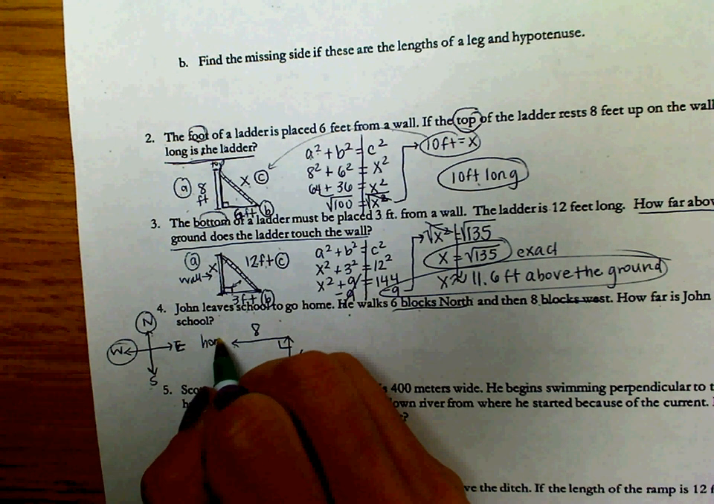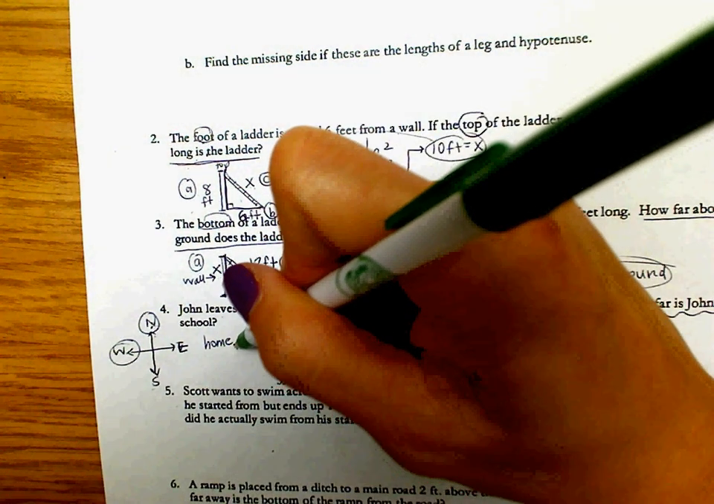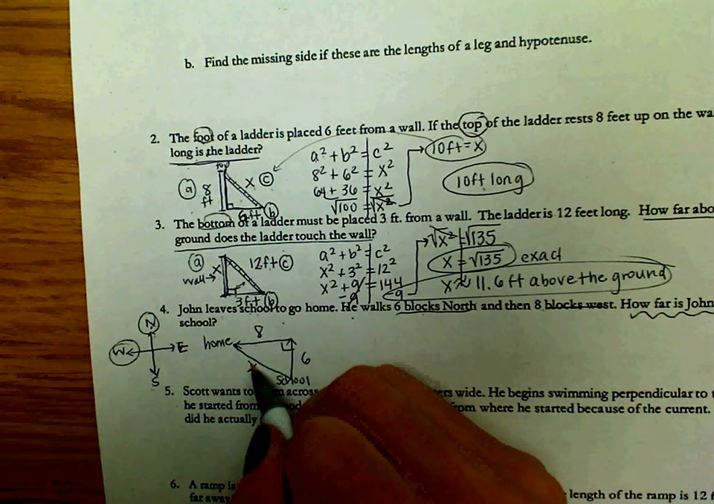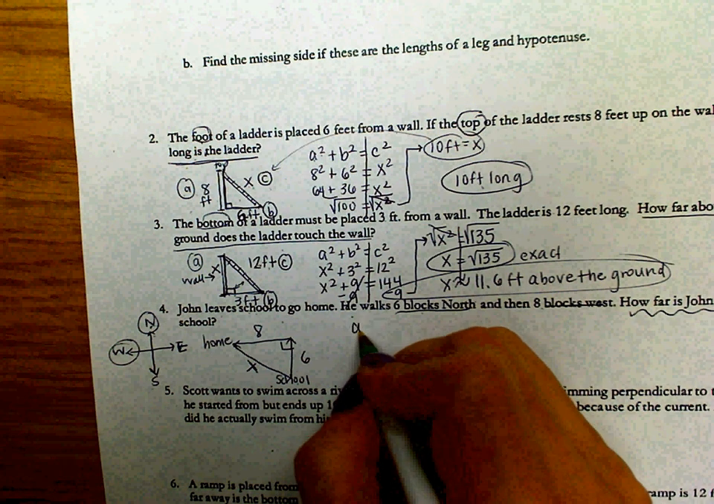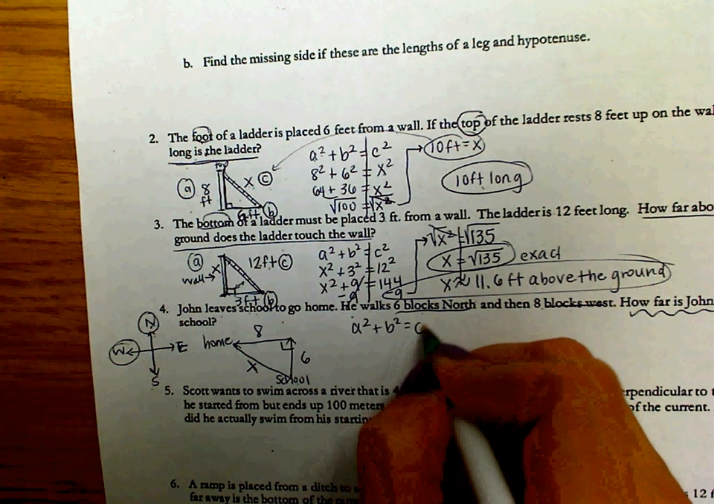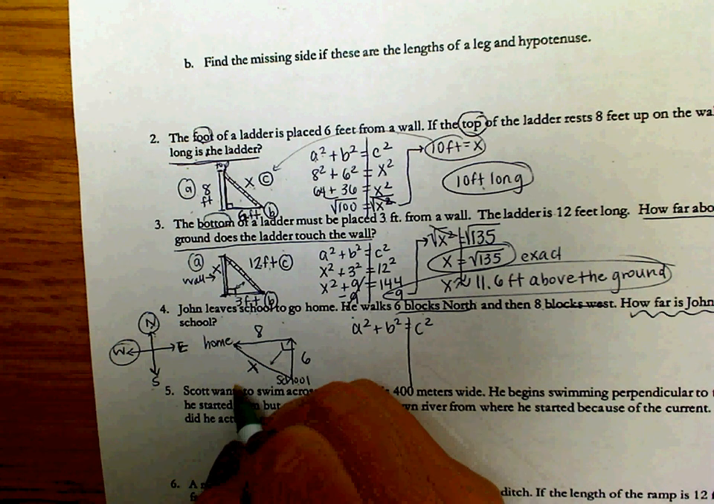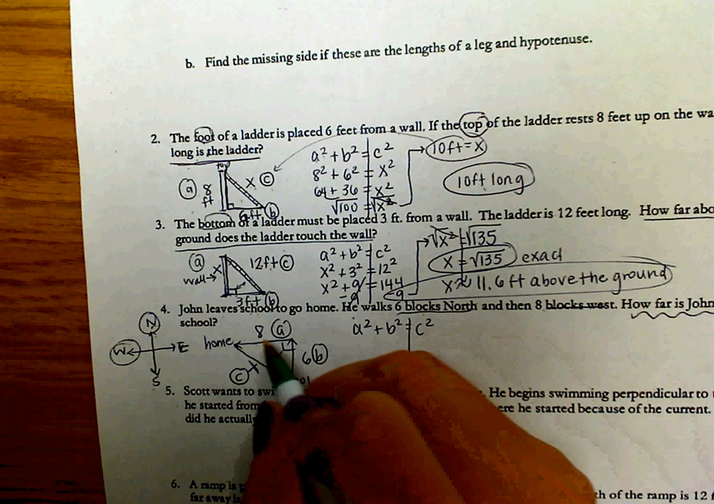Now it says, how far is John from the school? Well, the distance is from here to here. That's what it's asking you to find. How far is the home from the school? So then, you have a right triangle, so we're going to use the Pythagorean theorem. The side opposite the right angle is C. There's your C. We'll call this A and B. It doesn't matter. So let's say A is 8.